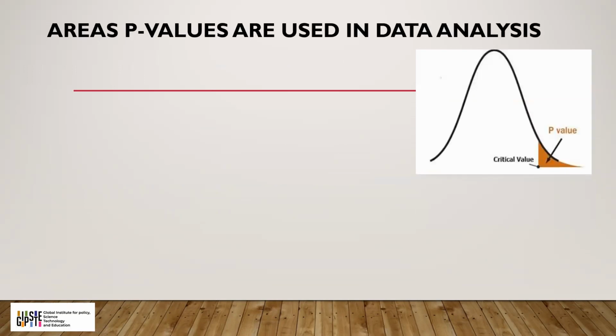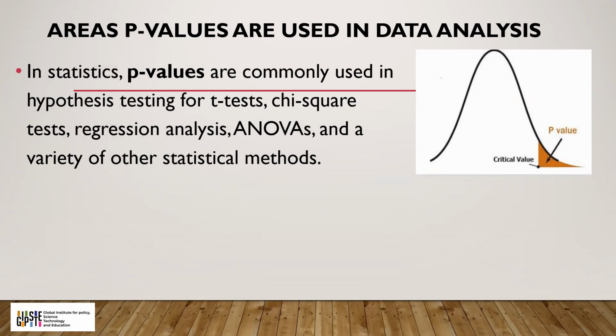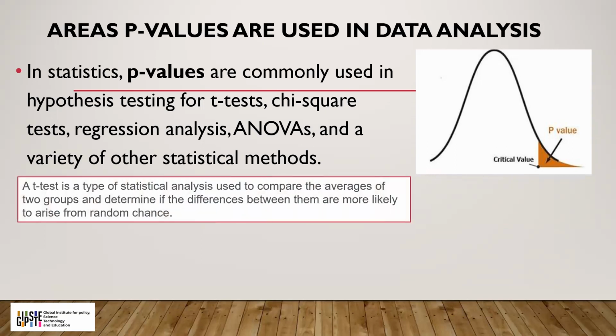Areas where p-values are used in data analysis. In statistics, p-values are commonly used in hypothesis testing for t-tests, for chi-square tests, for regression analysis, and even ANOVA. And there are other statistical techniques where you can use p-values to evaluate. So take note of that. A t-test is a type of statistical analysis used to compare the averages of two groups and determine if the differences between them are likely to arise from random chance. So you can use p-value to evaluate the significance of the difference between the two groups.